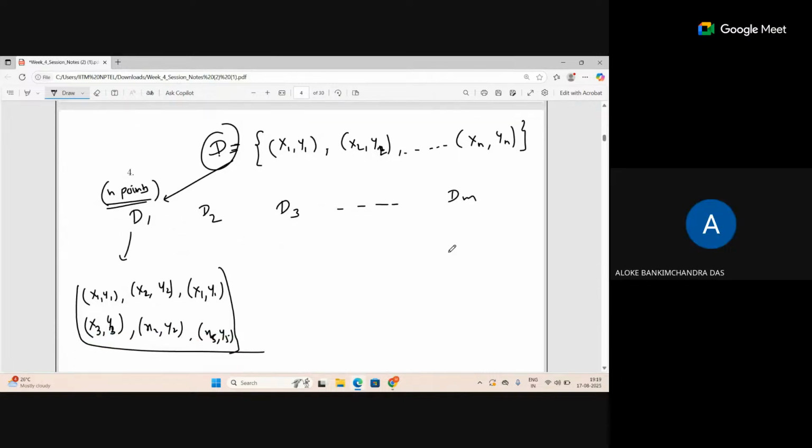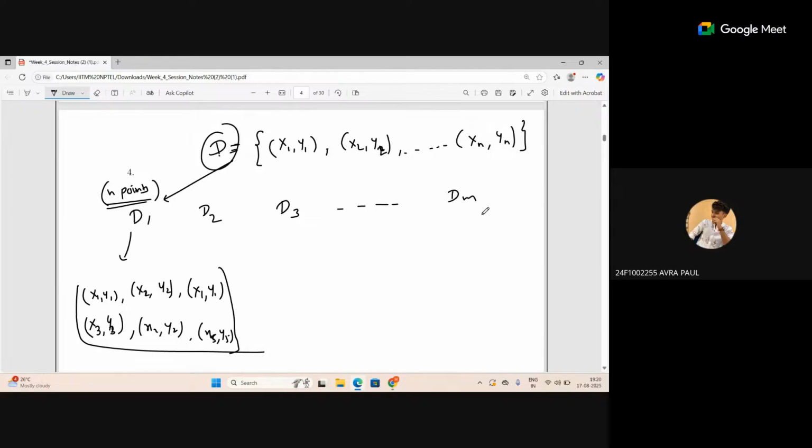What he's saying is that x1 to xn are the points. In D1, you take x1 to xn. Say n is 20, so in D1 there will be 20 points. Out of these 20 points, the point x1 might repeat two or three times, but the total number of points in D1 will be 20.